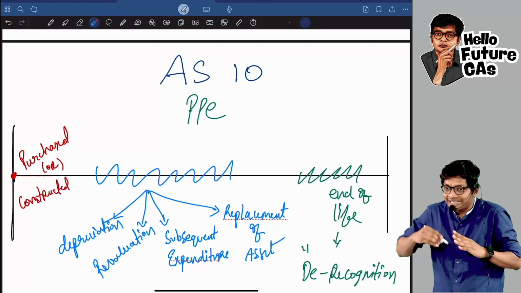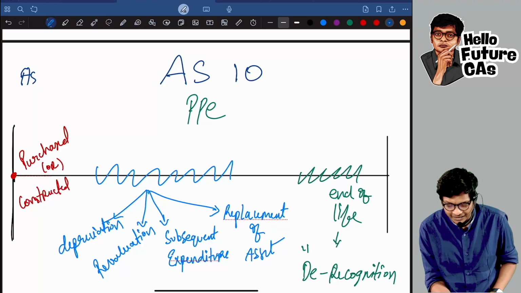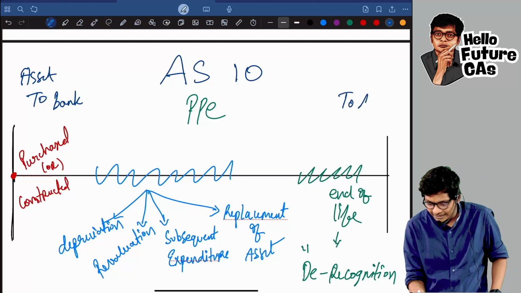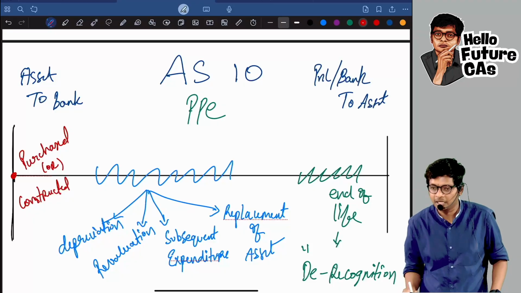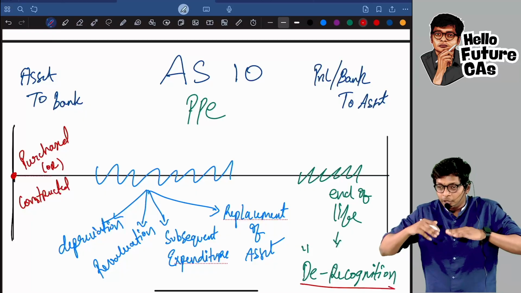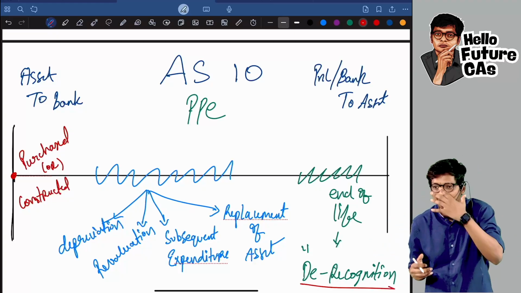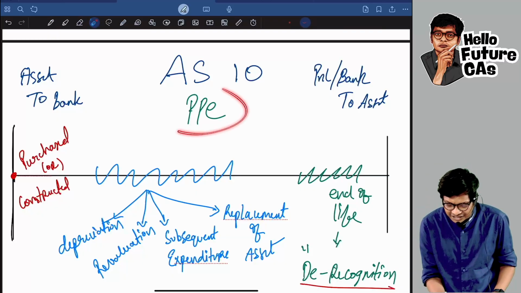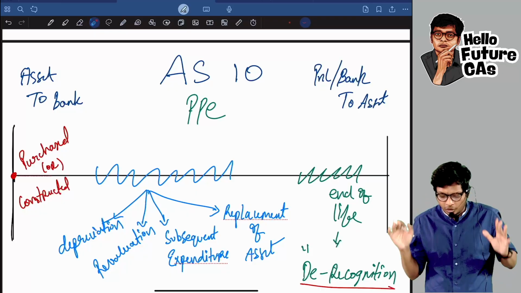How will the asset leave my books? When the asset enters my books, my entry is going to be asset to bank or cash or creditors, whatever. Until the asset leaves my books, either I will debit P&L or I am selling it to bank, whatever. Are you following? Derecognition means how it is going to leave my books. It will leave my books either because I have donated it, given a gift to somebody, or I have sold the asset, or I have scrapped the asset, whatever. So the entire journey of the PPE is captured in AS10, and we are going to see the accounting for all of this. Are you following, guys?